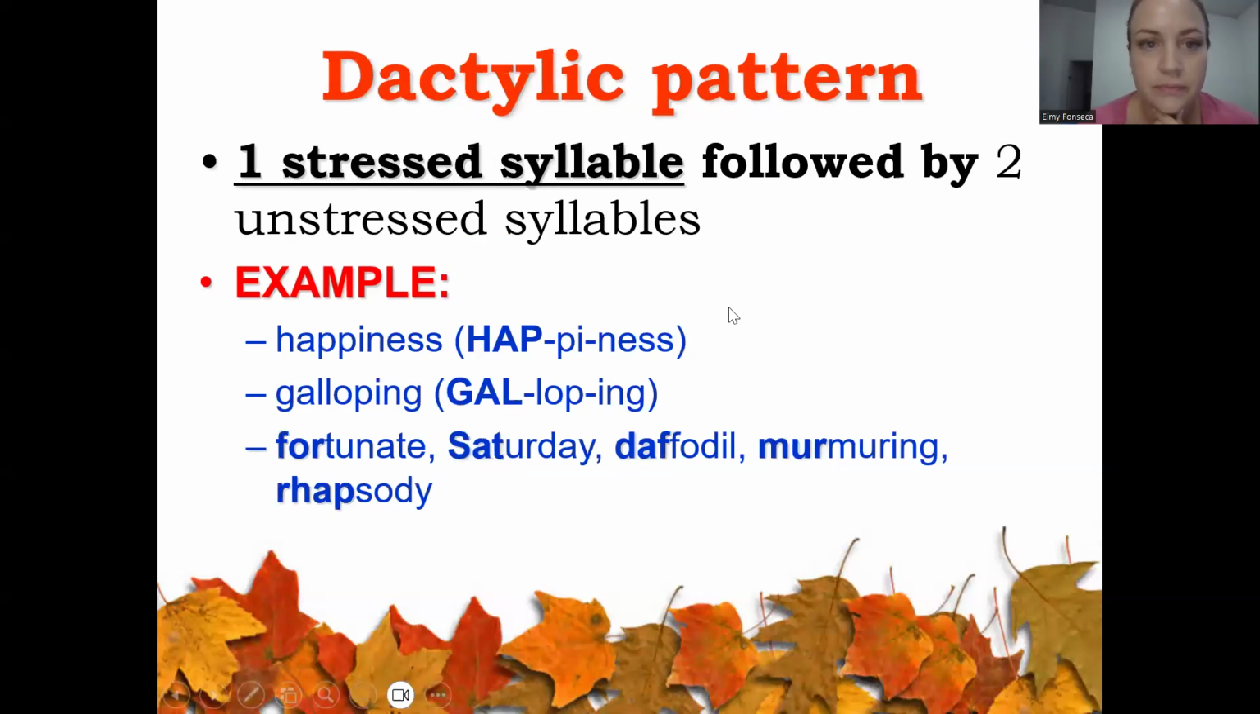And in the dactylic pattern, we have one syllable that is stressed and two that are unstressed. It's the other way around from the anapestic. We have other examples here: galloping, and also fortunate, Saturday, daffodil, murmuring, and rhapsody.